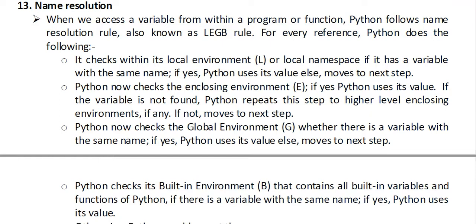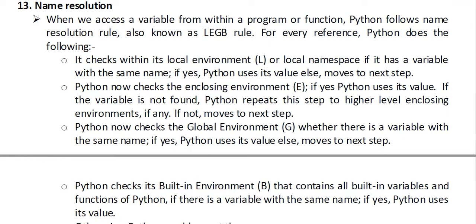It means it will first check in the local environment. Local namespace means local block. So first it checks within its local environment or local namespace. If it has a variable with the same name, Python will use its value. If that variable x is available in local scope, meaning you are inside a function and you have declared a variable x there and you write print x, then Python will find that variable x in that block only, and so it will print it.